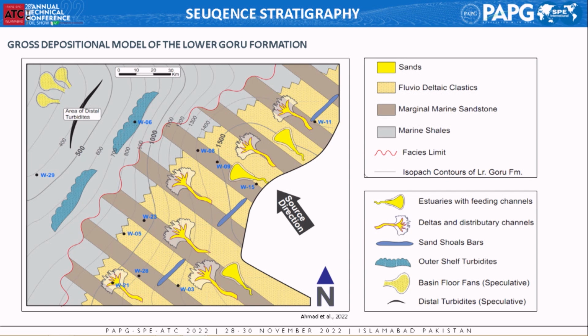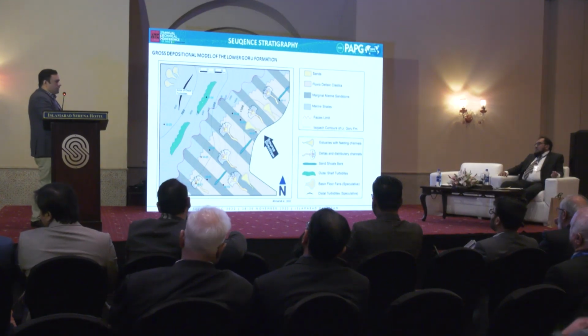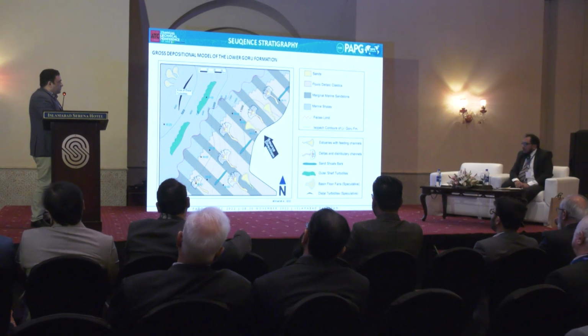The thickness of lower Guru has also been plotted here. It is an isopach. The thickness in the eastern side of lower Guru is about 1500, and it decreases to the west to around 400 meters. Here you can see these are the possible basin floor fans. These have not been drilled, but there is a possibility of the basin floor fans in the eastern side, western side of the area. But these turbidites have been drilled. As you can see, it is well 6, and these turbidites are proven here.